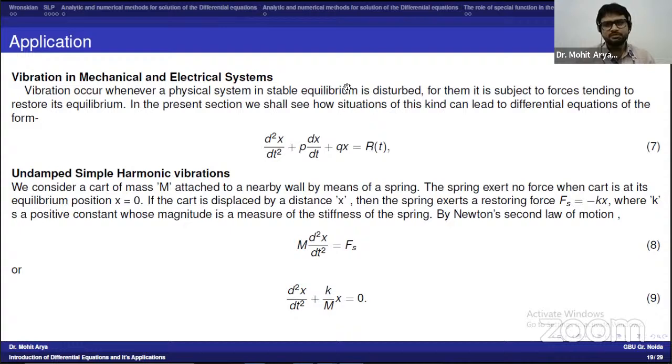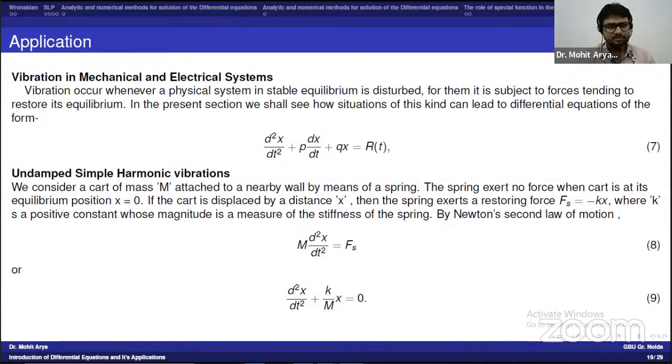For them, it is subject to a force tending to restore its equilibrium. In the present section, we will see how situations of this kind can lead to a differential equation of the form d²x/dt² + p dx/dt + qx = r(t).